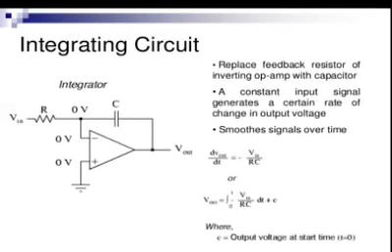One main important thing is that the input signal will be integrated properly if the time period T of the signal is larger than or equal to RF CF. That is, the time period should be greater than or equal to the product of RF and CF.